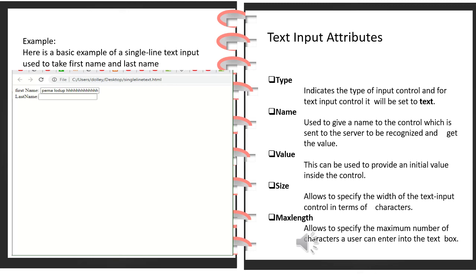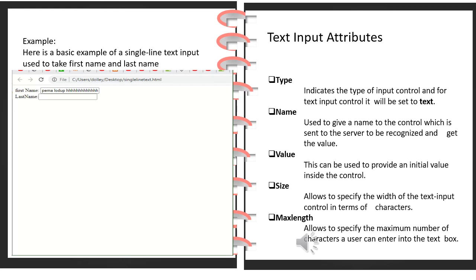The type attribute indicates the type of the input control, and for the text input control it is set to text. The name attribute is used to give a name to the control, which is sent to the server to be recognized and to get the value. The value attribute can be used to provide an initial value inside the control.